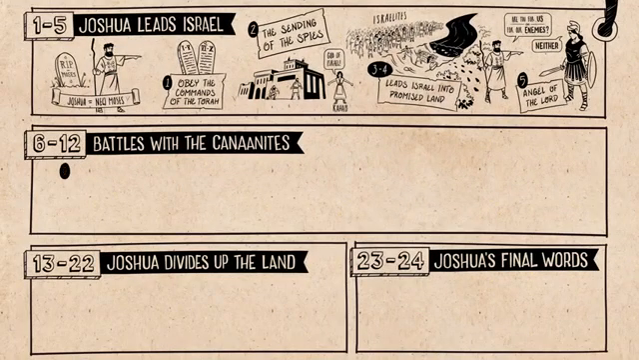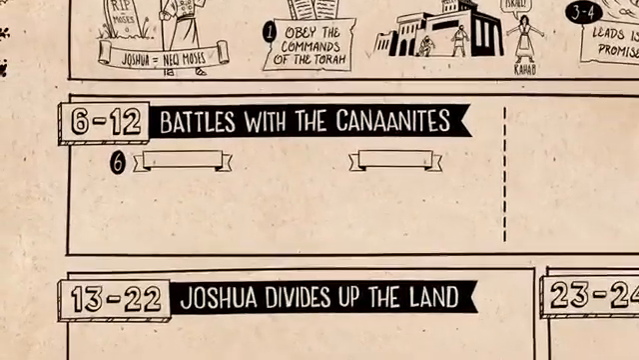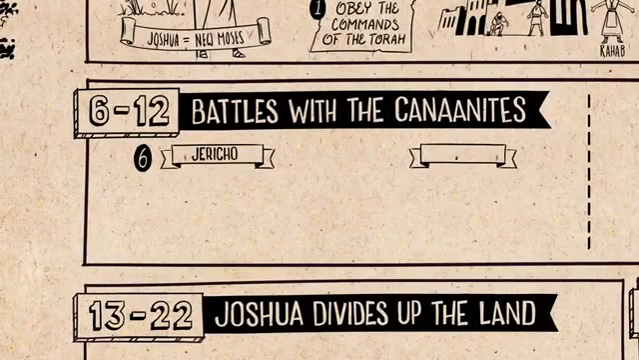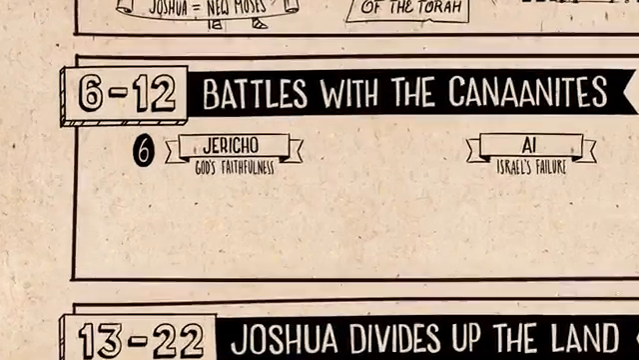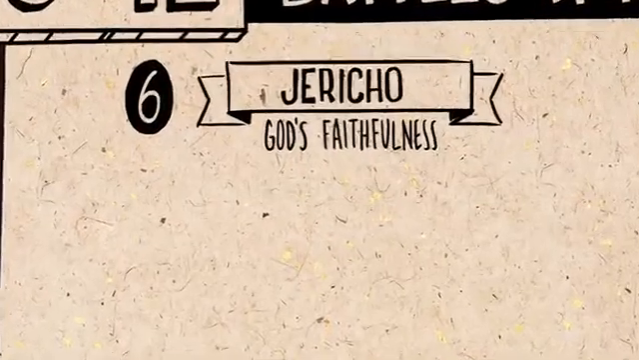We find stories about all these conflicts that Israel had with different Canaanite groups. The first part retells the story of two battles in detail, and that's followed by a series of short stories that condense years of battles into a few brief summaries. So the first two battles are against Jericho and then Ai, and they offer these contrasting portraits of God's faithfulness versus Israel's failure. At Jericho, Israel is to take a completely passive approach.